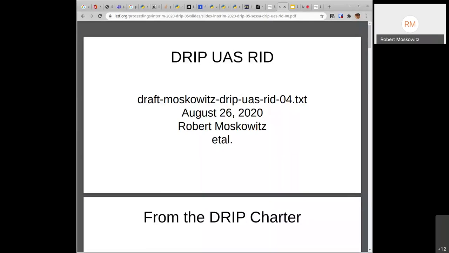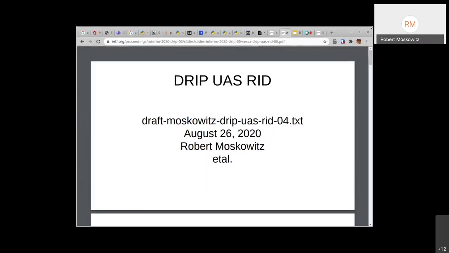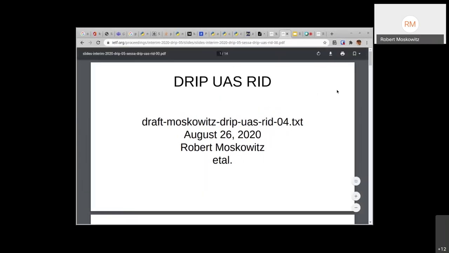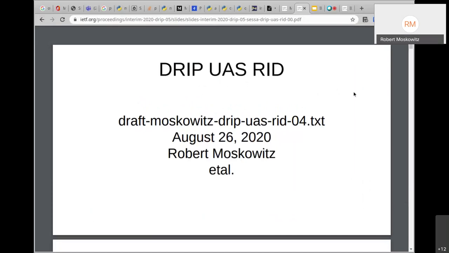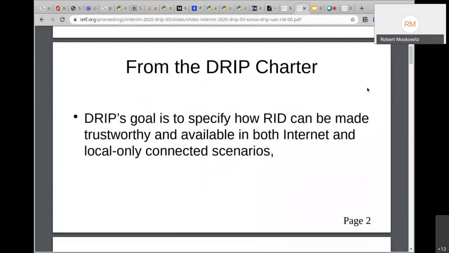Okay, so now, Bob. We're now getting to the actual solution space, and I do see UAS RID 04. It's actually 05 that I published here. So we go on to the next slide. The DRIP's goal is to specify how remote ID can be made trustworthy and available in both internet and local only connected scenarios. That's what we put in our charter. That's what I'm addressing. Next slide.